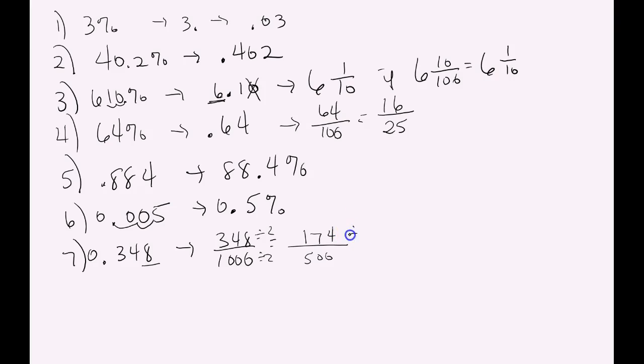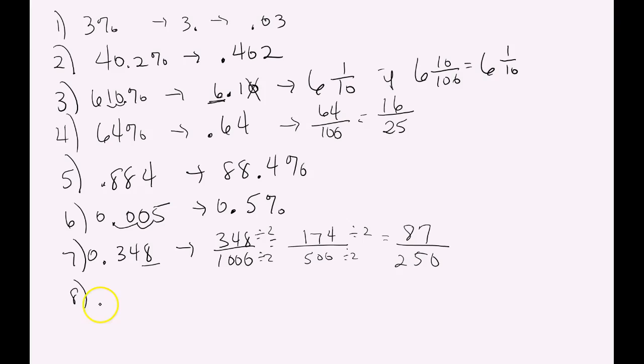Okay, they're both still even, so divide by 2 again. And we're going to get, cutting that in half, 87 over 250. Okay, I think that's as far as it goes. If you found another way to break it down, let me know, and I'll go back and fix mine.